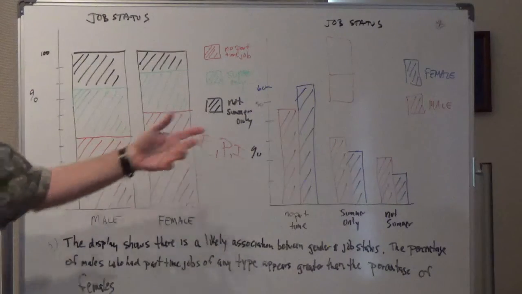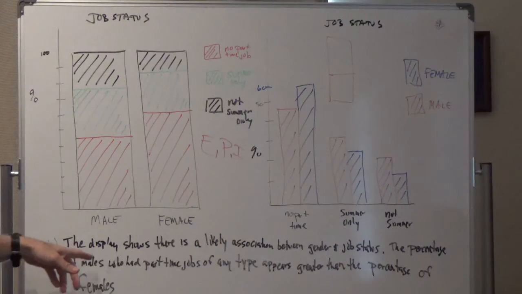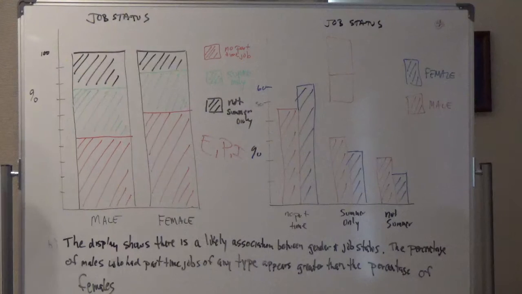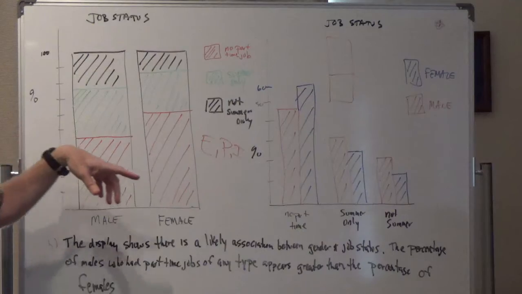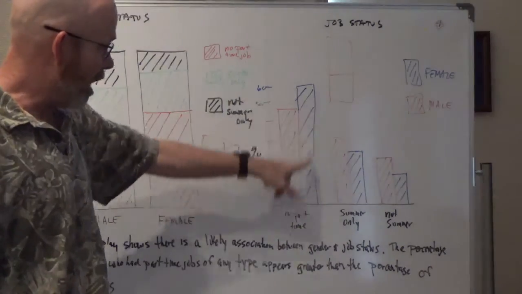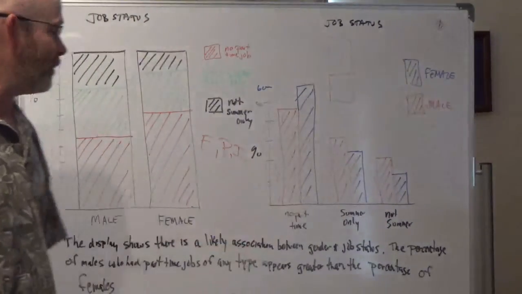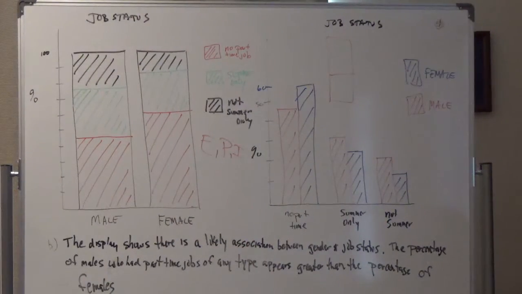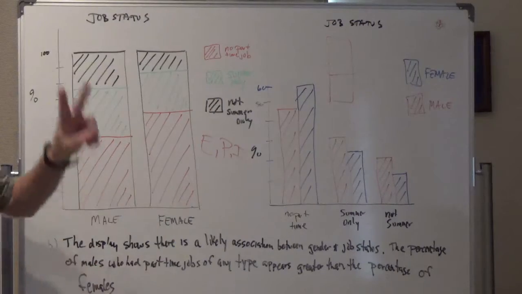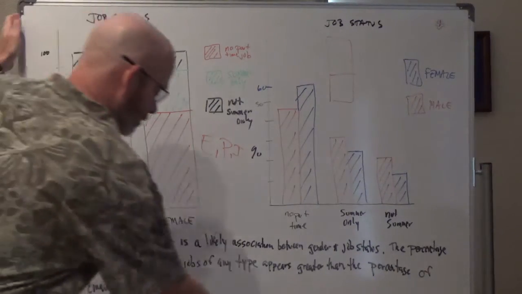Second part of this problem says write a few sentences summarizing what it reveals. I just said it's pretty obvious by the display that there's a likely association between gender and job status. It appears the percentage of males who have part-time jobs of any type is greater than the percentage of females. You can see it here with the no jobs, female blue is bigger, and then the jobs, yes, the blues are smaller. So you can kind of see, it appears that this would be an E, P, and I also, second part, if you're grading.